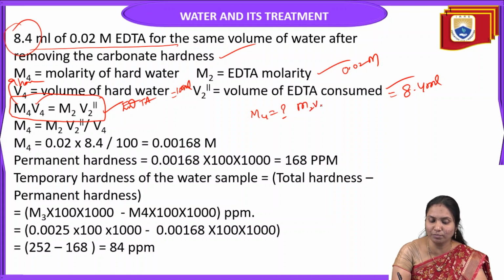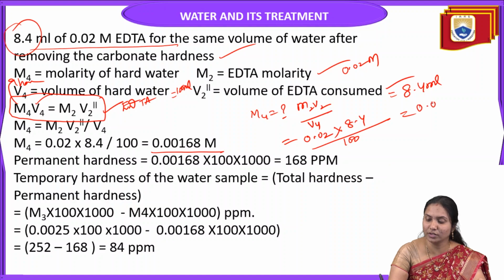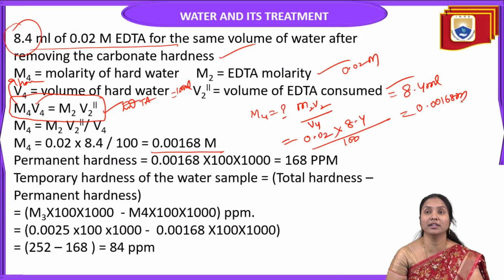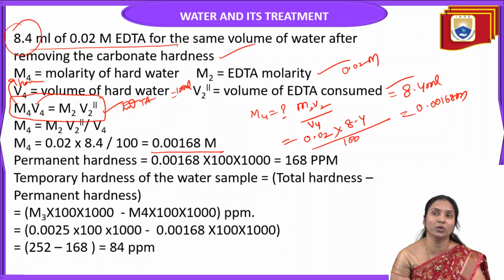So now what is the formula? M4 equals M2 V2 by V4. We can substitute all these values in this formula. M2, the molarity of EDTA, is 0.02, V2, the volume of EDTA, is 8.4, and V4, the volume of hard water sample, is 100 ml. After calculation, we'll get 0.00168 M. This is the molarity of permanent hard water.